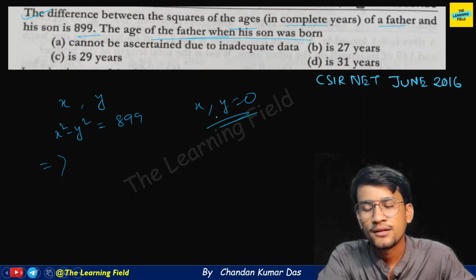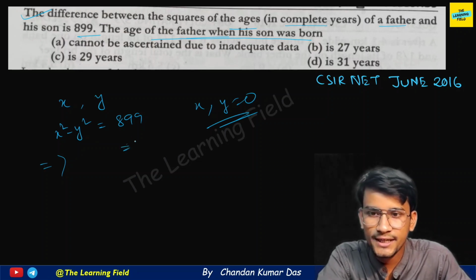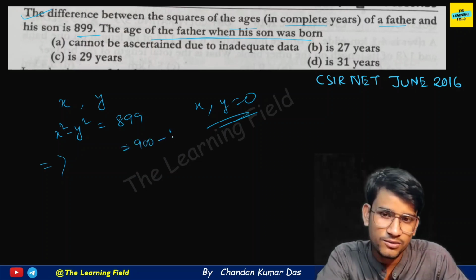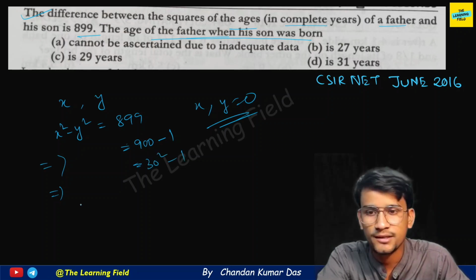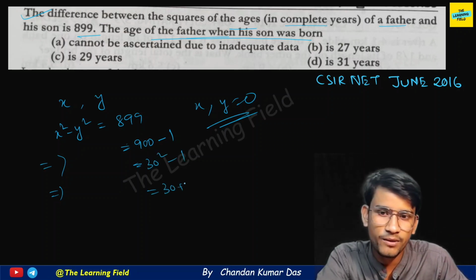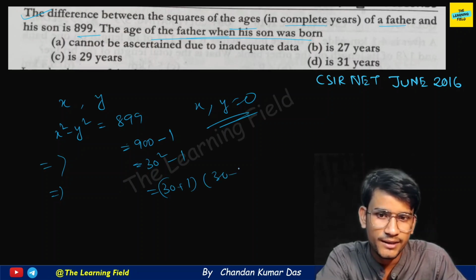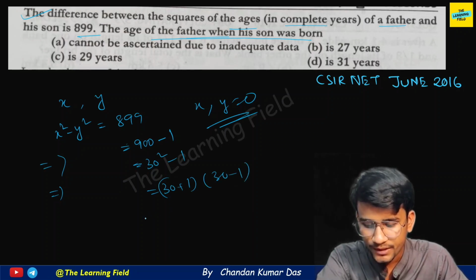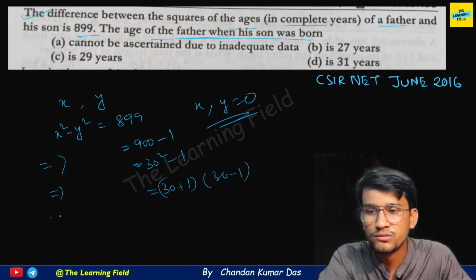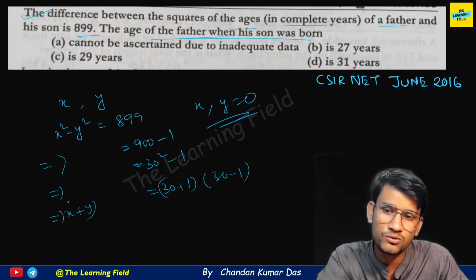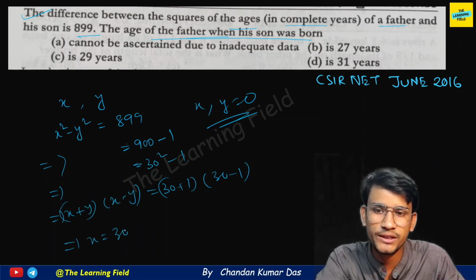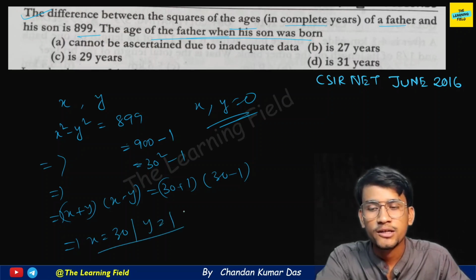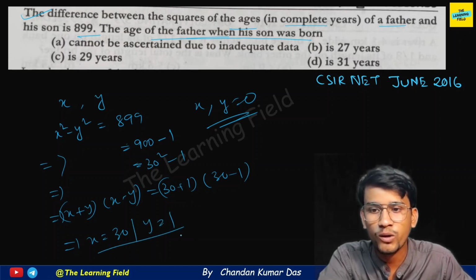Okay, so now we can write 800 as 900 minus 1. So now this is 30 square minus 1. So this is 30 plus 1 into 30 minus 1, and the left side can be written as x plus y into x minus y. Therefore we can choose the value of x equal to 30 and the value of y equal to 1. Now we have to find the value of x when y is equal to 0.